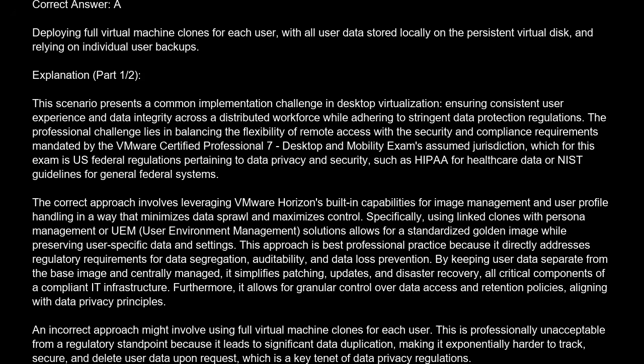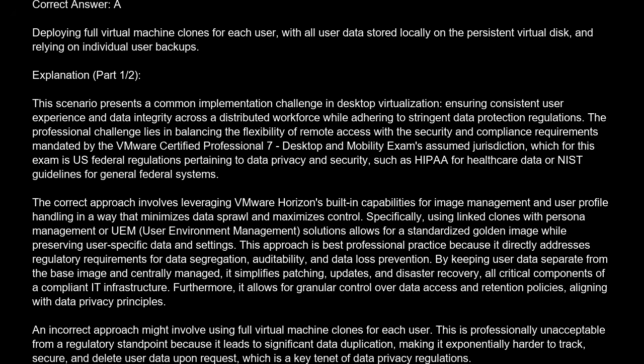The professional challenge lies in balancing the flexibility of remote access with the security and compliance requirements mandated by the jurisdiction assumed by the VMware Certified Professional 7 desktop and mobility exam, which for this exam is U.S. federal regulations pertaining to data privacy and security, such as HIPAA for healthcare data or NIST guidelines for general federal systems.